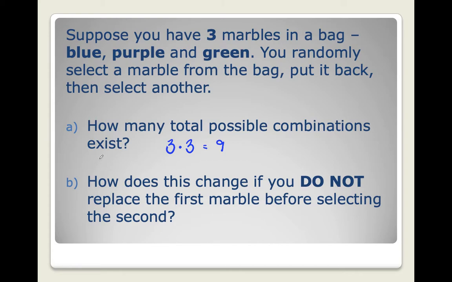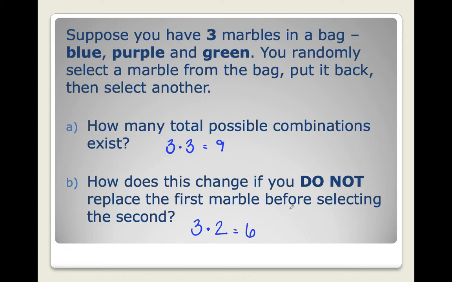The second question I would like for you to consider is, how does this change if you do not replace the first marble before selecting the second? This will change the total number of possibilities for the second pick. So there's still 3 marbles for pick number 1, but there are only 2 possible marbles to pick in pick number 2. This means that there are only 6 possible combinations now. We have eliminated the possibility of picking 2 blues, 2 purples, or 2 greens since we are not putting the marbles back.